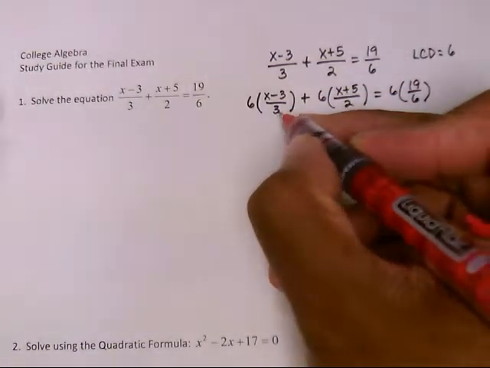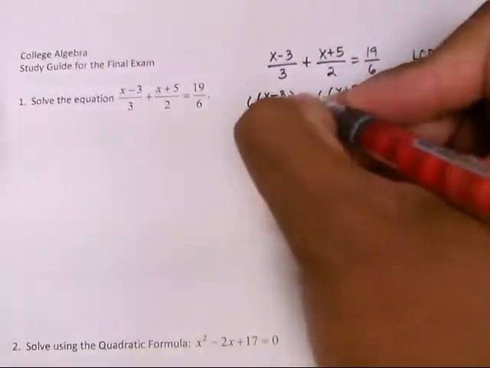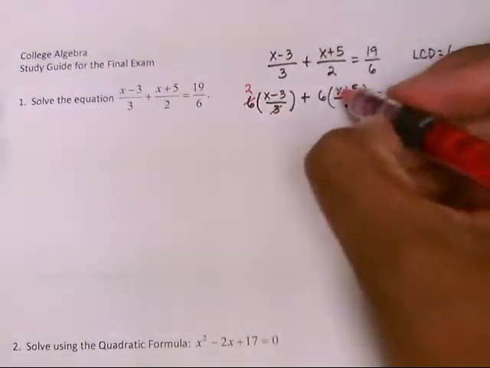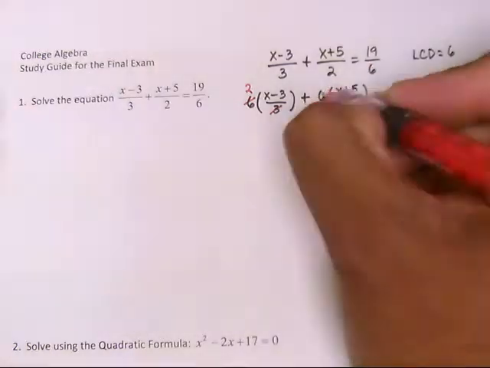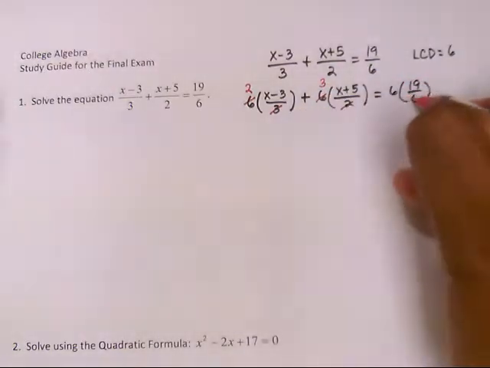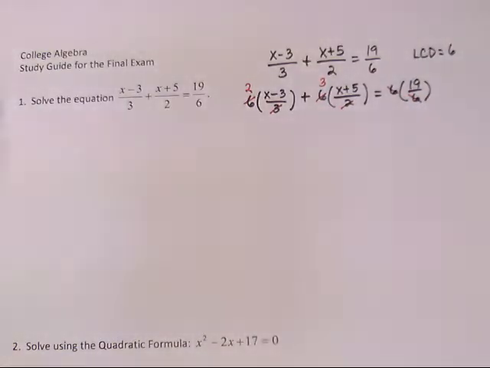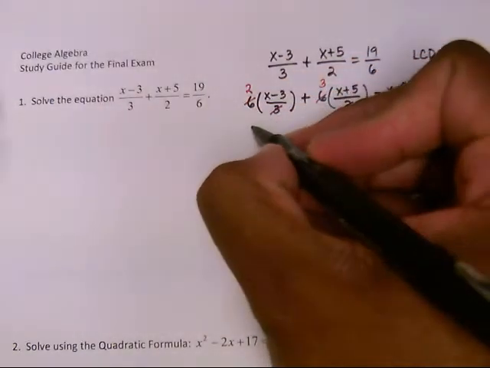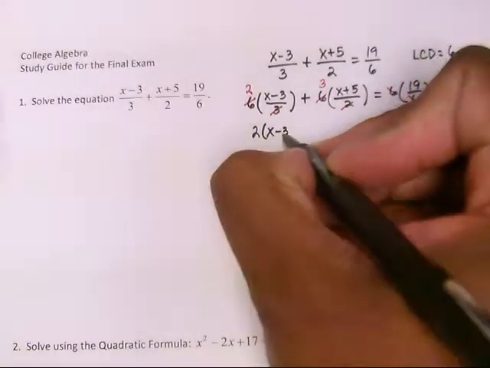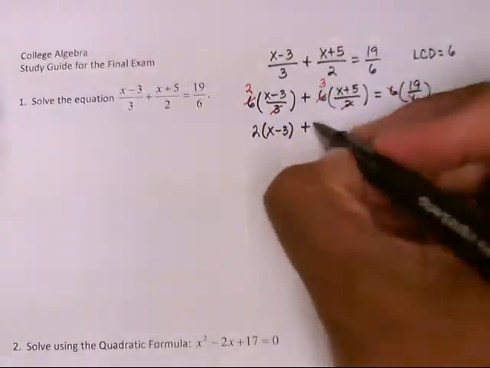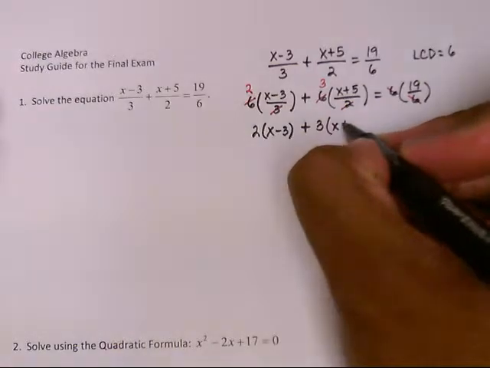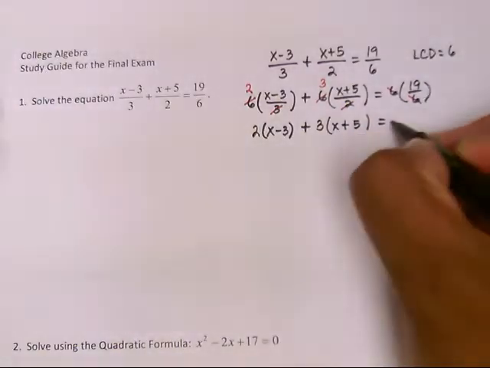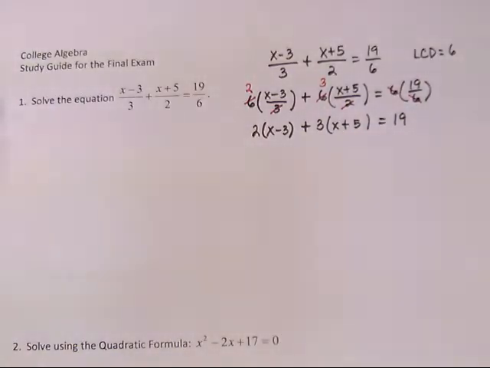If we divide 3 into 6, that's going to go 2 times. And then if I divide 2 into 6, that's going to go 3 times. And for this term right here, where I get 6 times 19 over 6, those 6's divide out. So here's what I will have: 2 times the quantity x minus 3 plus 3 times the quantity x plus 5 equal to 19.